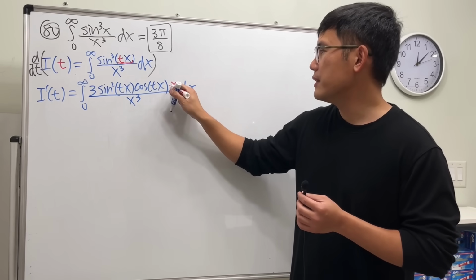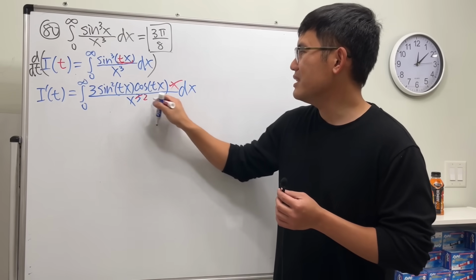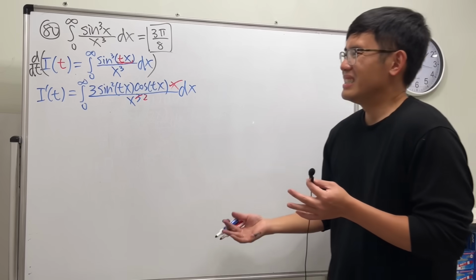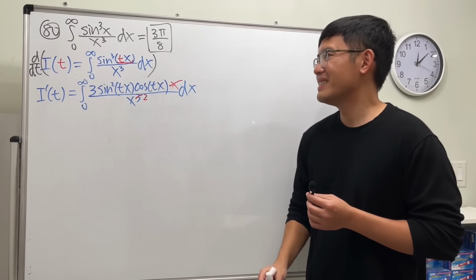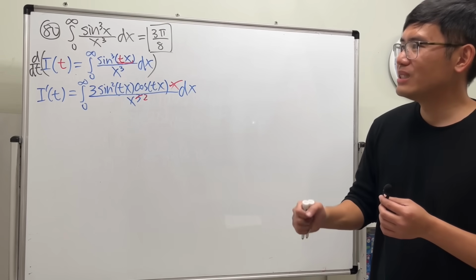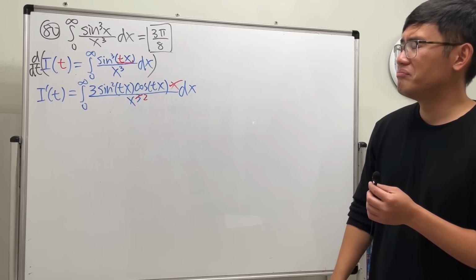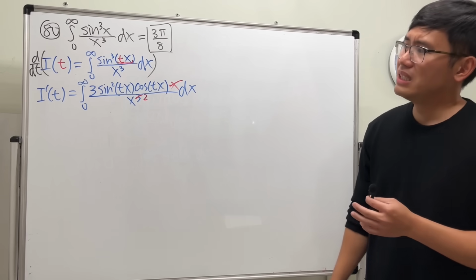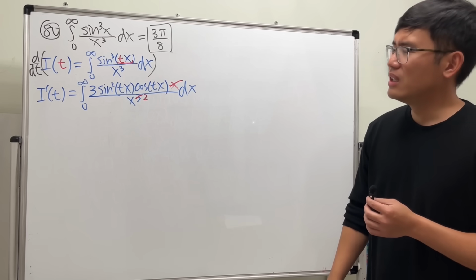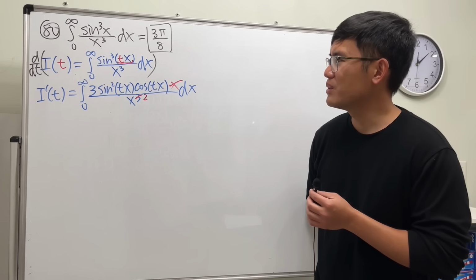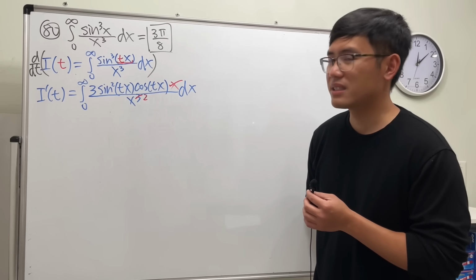And nicely enough, this and that cancel. X squared. Almost. Sine of x squared. I don't really know what to do next.